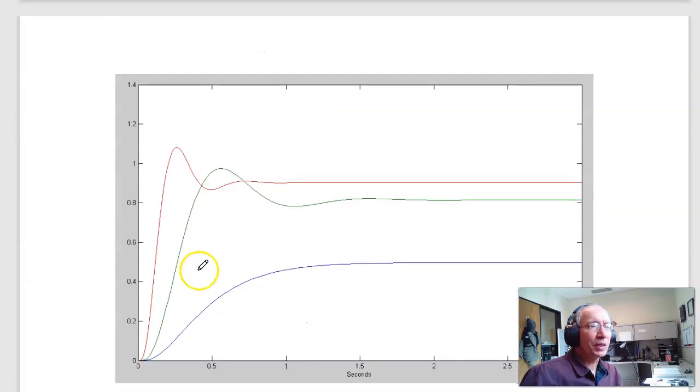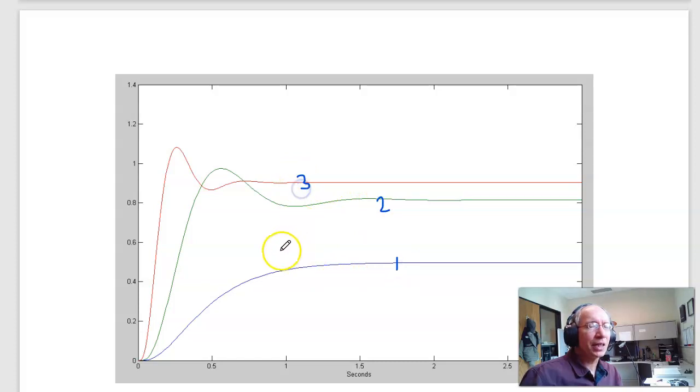If I plot the step responses, here is the first problem. Here's the second problem, gain compensated. Third problem, lead compensated. And notice the lead compensator gives you a faster system, better tracking. Kind of the best of both worlds.